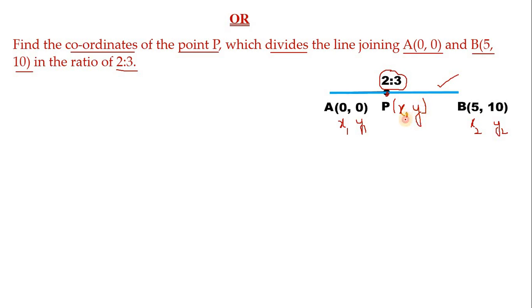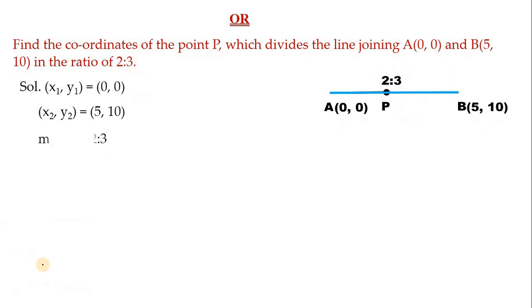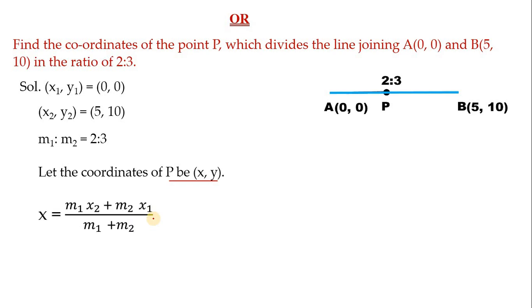So before that, first let us group the things. x1, y1 is 0, 0. x2, y2 is 5, 10. m1 is to m2 is 2:3. As I said, let the coordinates of P be x, y. Use the first formula, that is x equals m1 x2 plus m2 x1 by m1 plus m2.